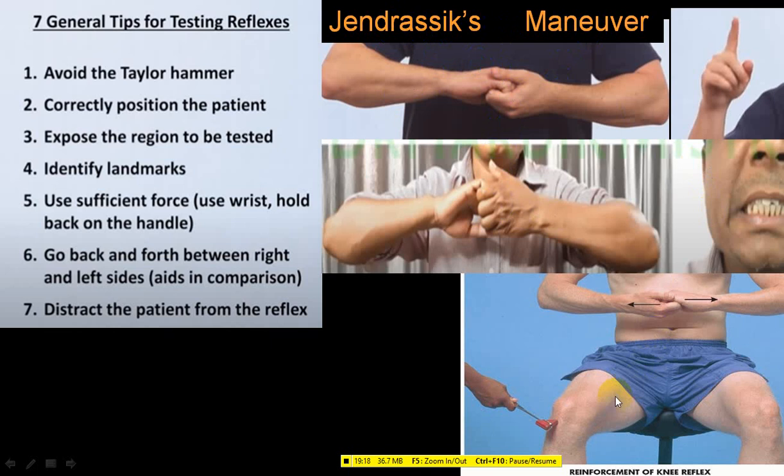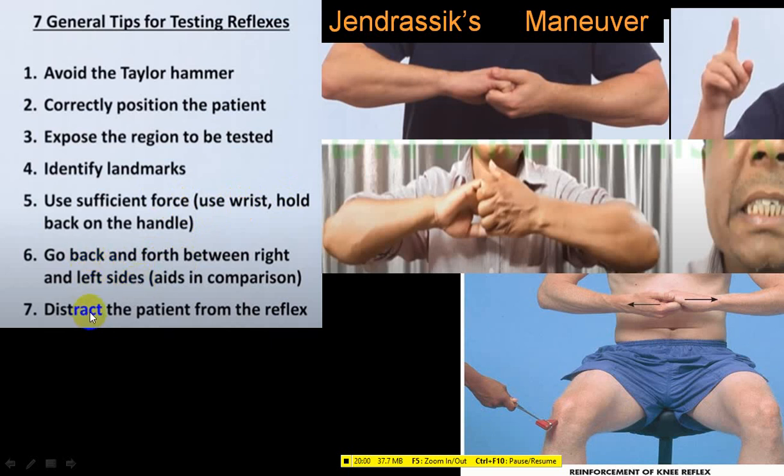And when you are trying to elicit the lower limb jerk, these are the techniques. While eliciting the upper limb jerk, clench the teeth, close the eyes tightly, or close the fist tightly, and then you give the position. Expose the region to be tested, correct position, put the thumb or finger on the tendon and jerk with sufficient force using the wrist and holding the back of the handle, and go back and forth between the right and left side, elicit the jerk, and compare right with left.